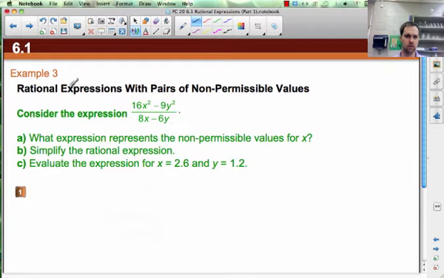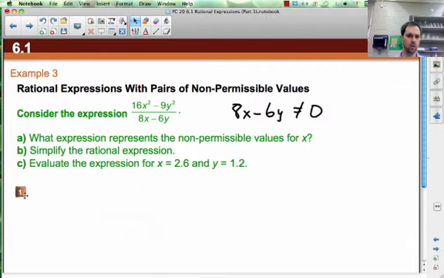Okay. Rational expressions with pairs of non-permissible values. What expression represents the non-permissible value for x? Values for x. The expression would be 8x minus 6y cannot be 0. Simplify the rational expression is part B.